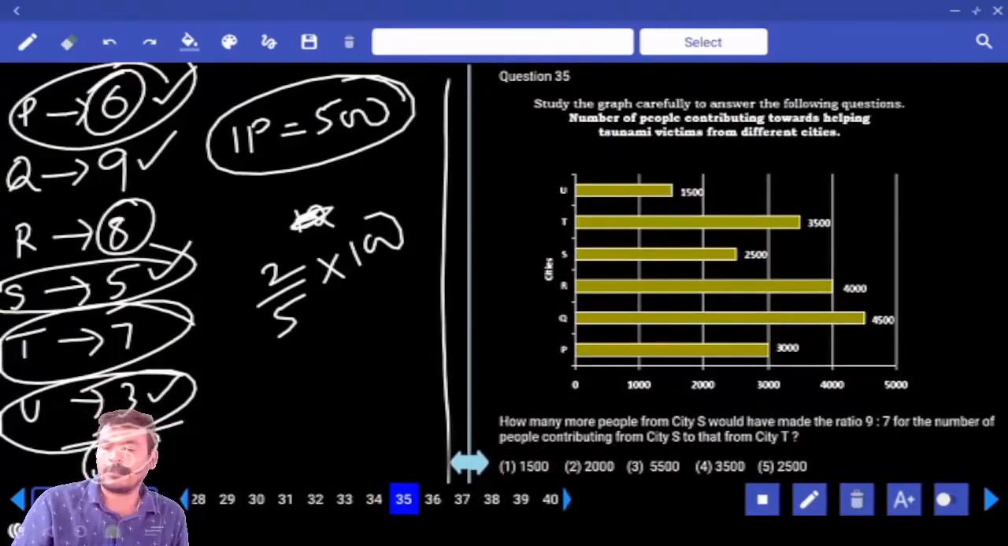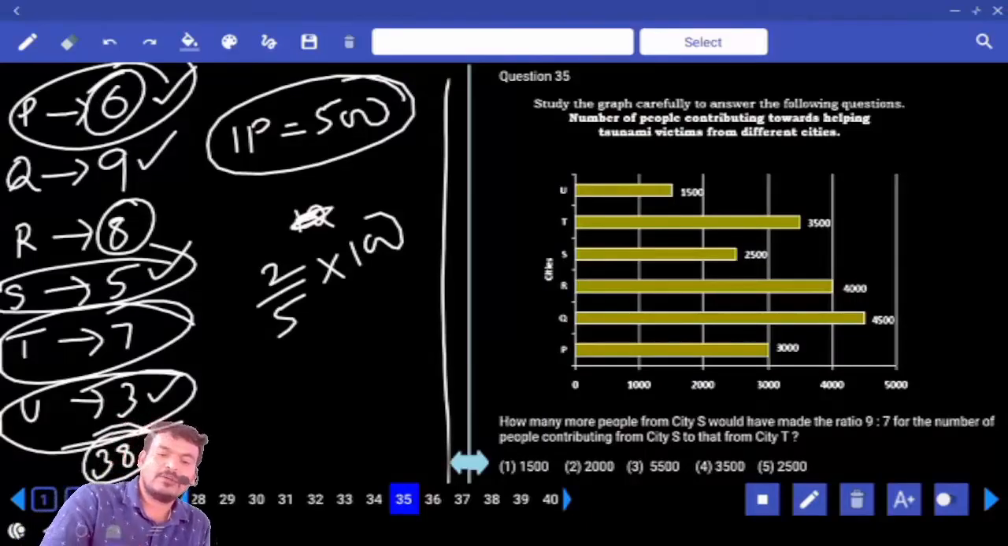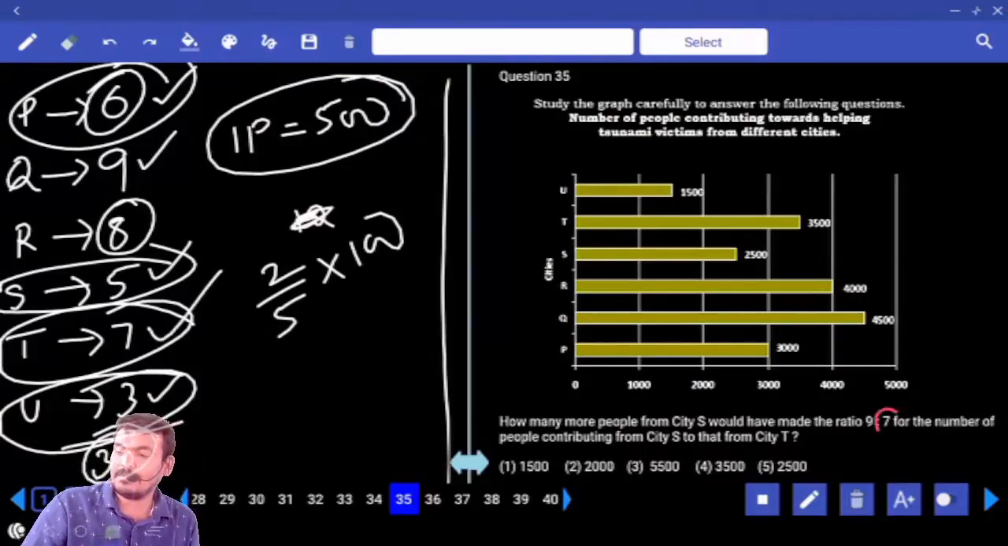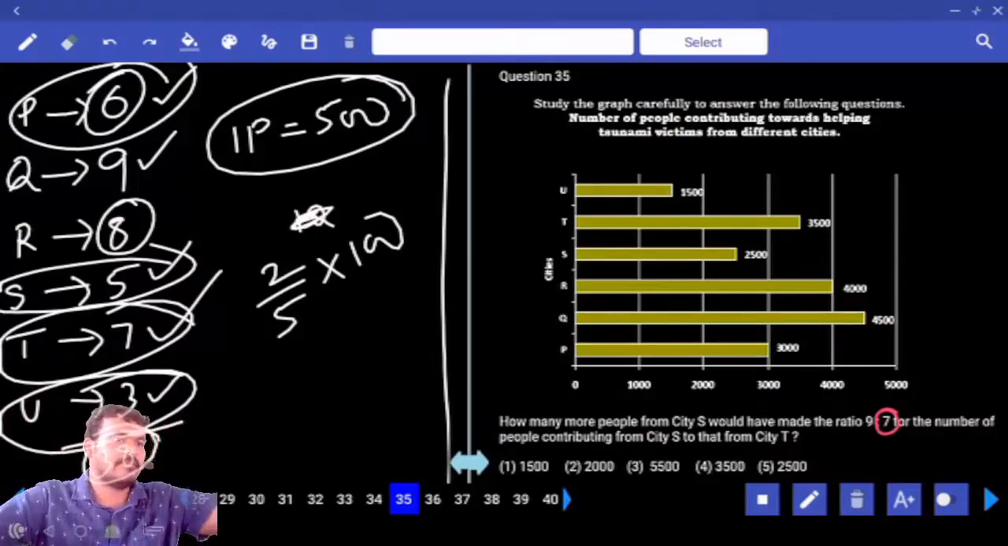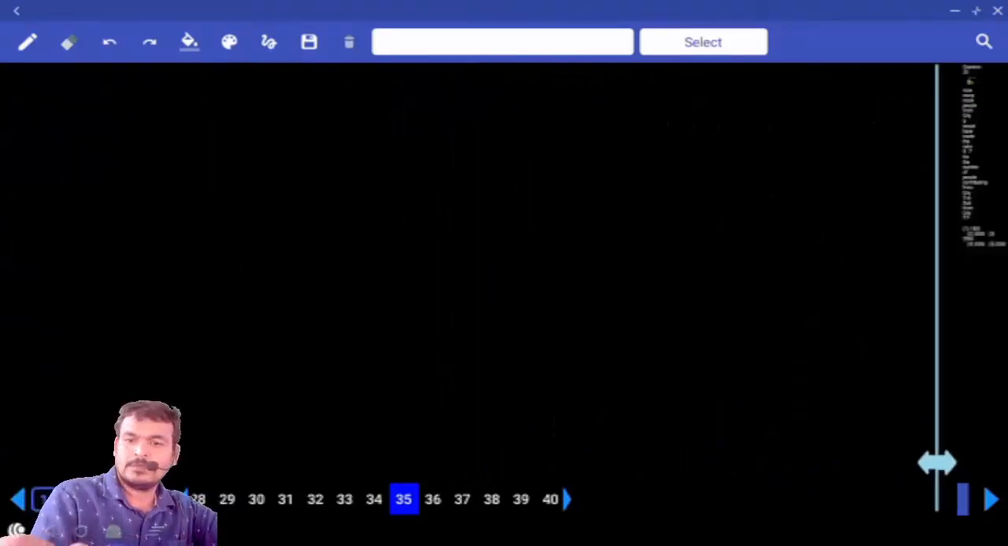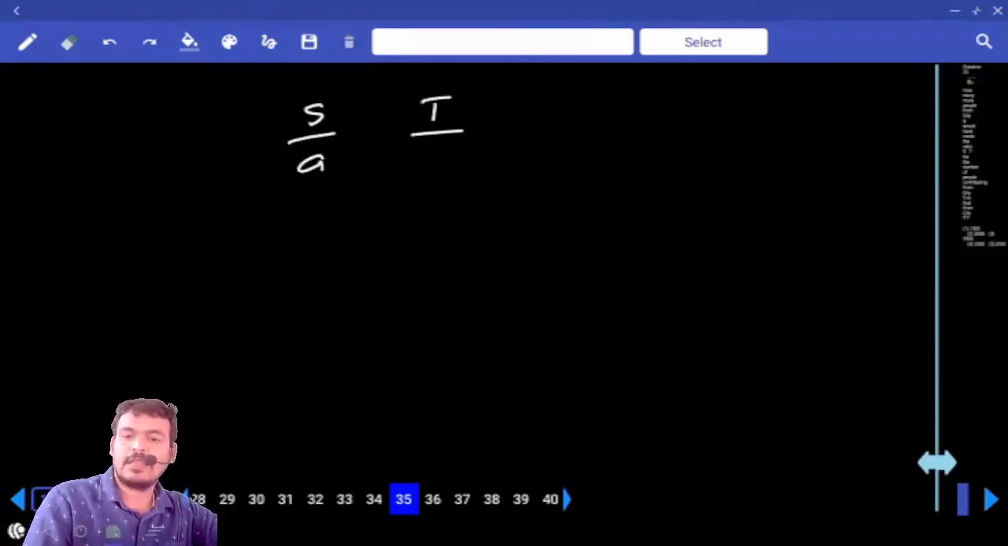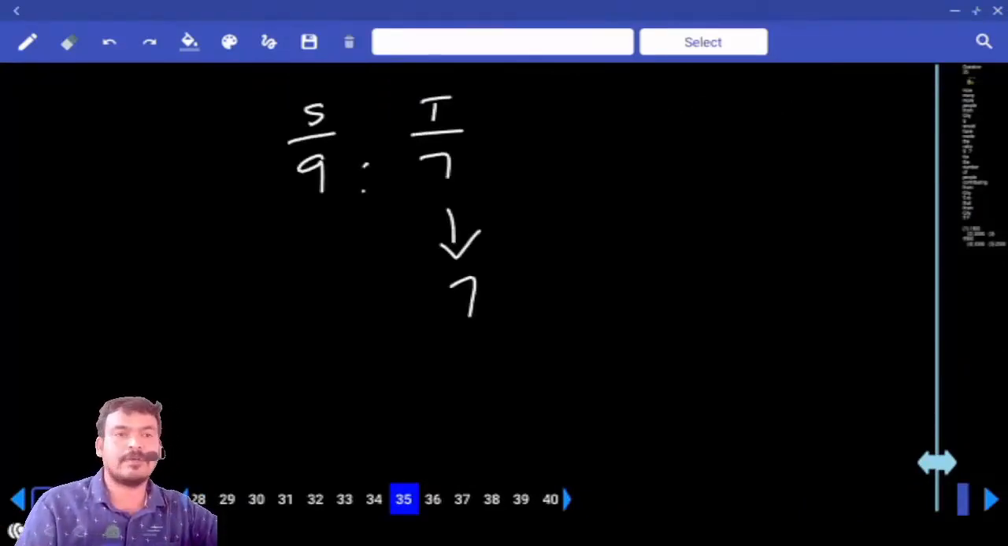Next question number 35. How many people from city S would have made the ratio of 9:7 for the number of people contributing for city S to that of city T? What are the city T parts? 7 parts. And here 7 parts are equal to 7, means obviously 9 parts are 9. S and T ratio is 9:7.